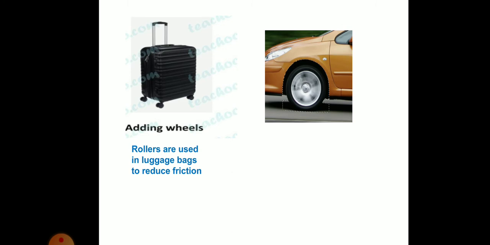So here also you can see where the wheels are provided for the vehicles, is it? So wheels reduce the friction and make it easier to move heavy objects. So the car is provided with wheels. So wheels are used in vehicles to reduce friction, where we can move the heavy objects smoothly.